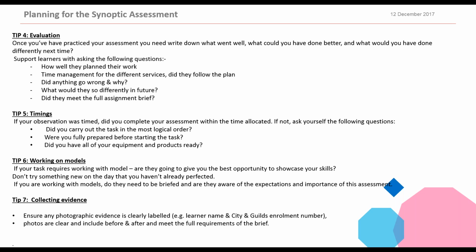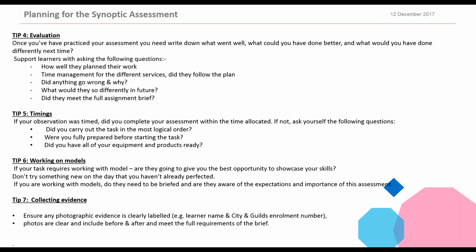Tip 6, working on models. If your task requires you to work with a model, make sure you've got the best opportunity to showcase your skills. Don't try something new on the day that you haven't already perfected. If you're working with models, do they need to be briefed on their expectations?